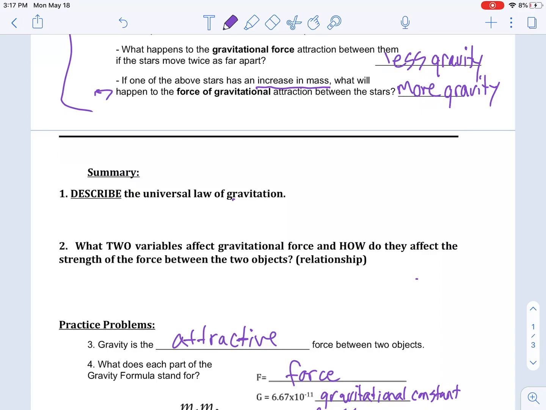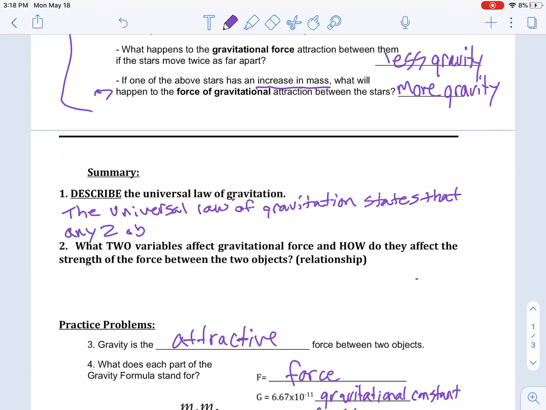Okay. The summary question says describe the universal law of gravitation. So I'm just going to write my sentence starting with that. The universal law of gravitation states that any two objects are attracted to each other if they have mass.